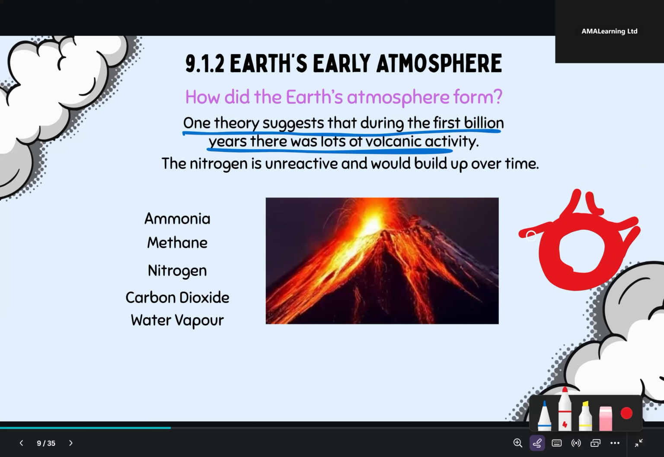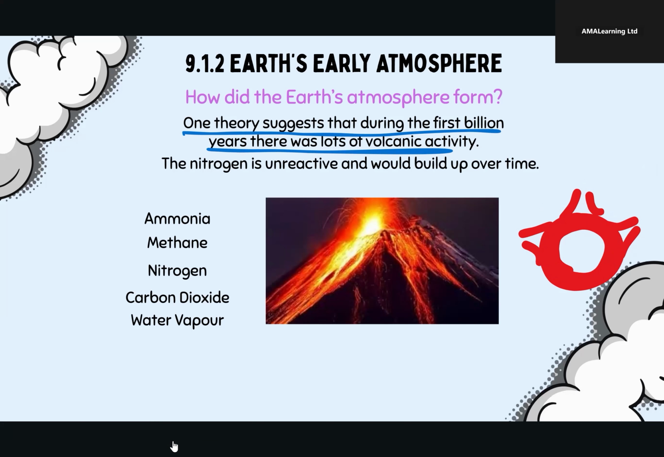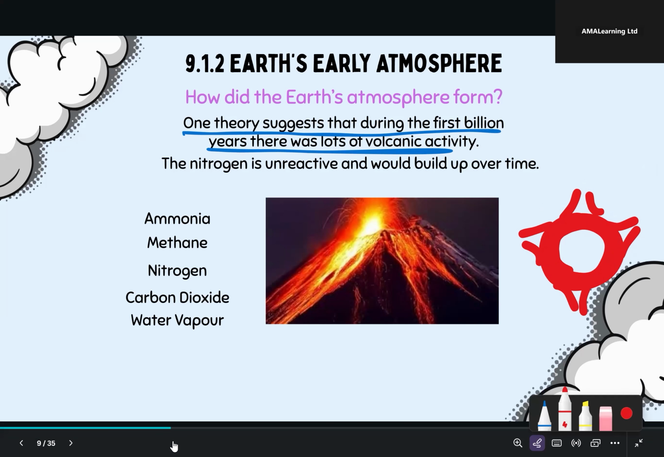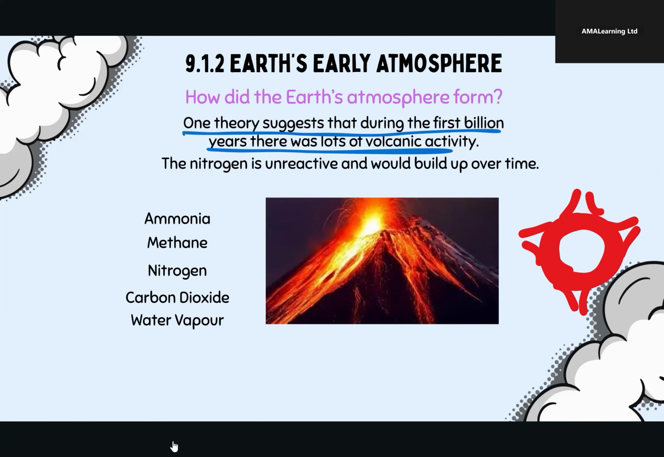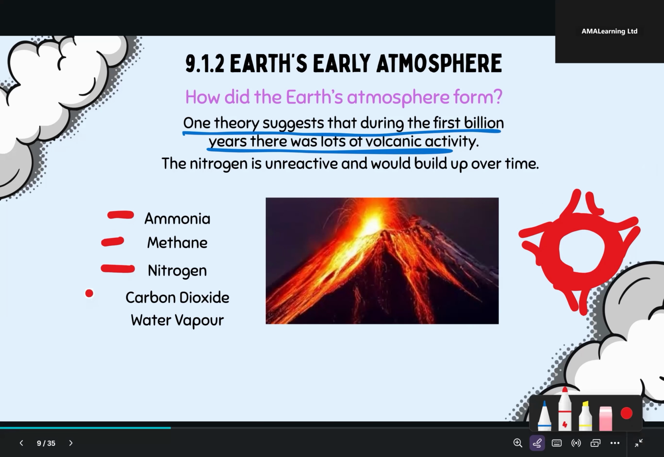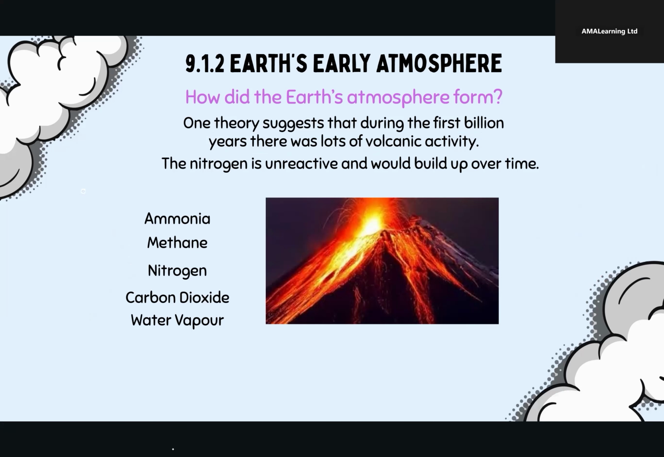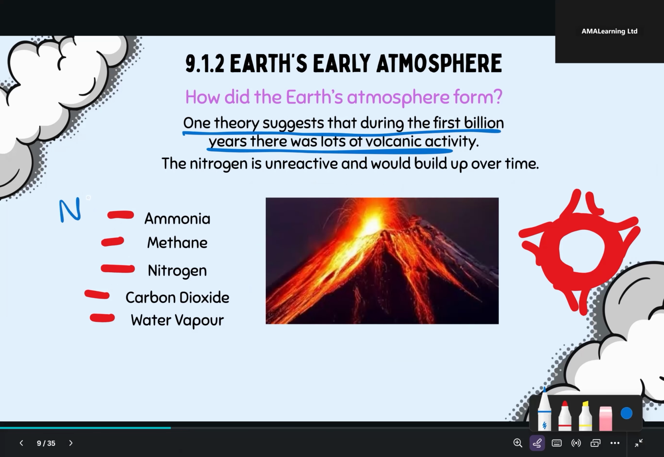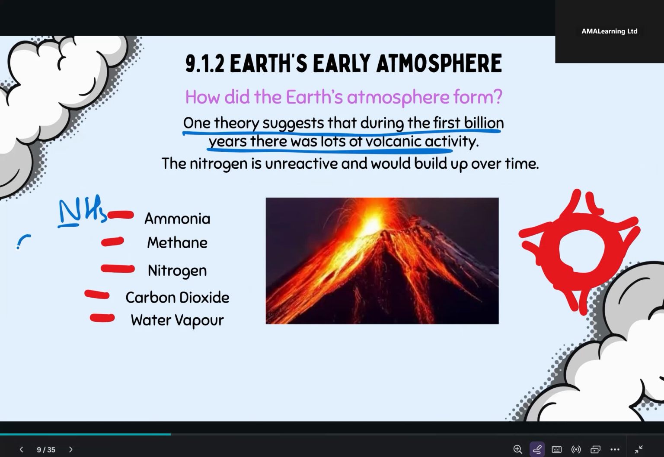If you've got lots and lots of magma, you've got lots of pressure under the crust, it has to be released somehow. And it was. And what was released through the volcanoes alongside the lava was ammonia, methane, nitrogen, carbon dioxide, and water vapor. Now, ammonia is NH3 and is important because it provides nitrogen as well. Methane is CH4.